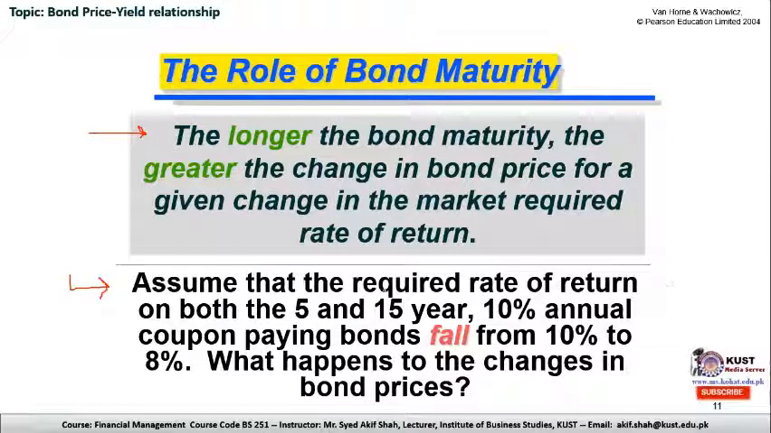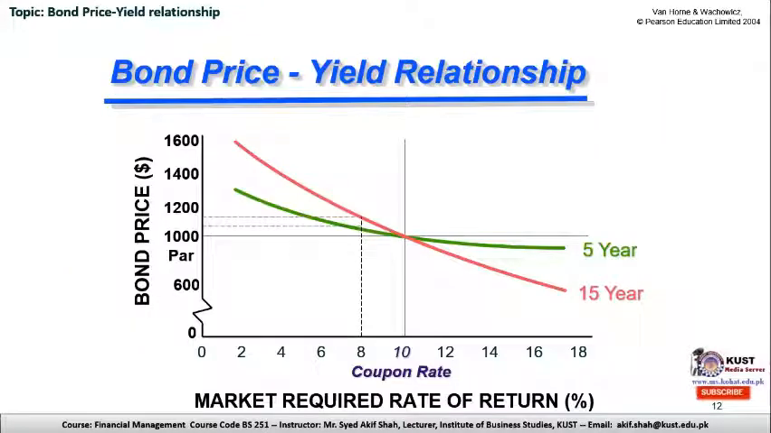Assume that the required rate of return on both bonds, the 5-year and 15-year 10% annual coupon paying bonds, falls from 10 to 8%. Now this is a declining rate condition, having two different bonds with 5 years of maturity and 15 years of maturity. And the condition asks what will happen to the bond prices if we get this change in the market required rate of return.